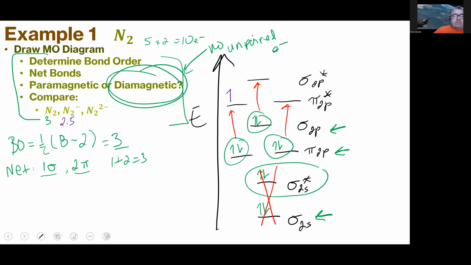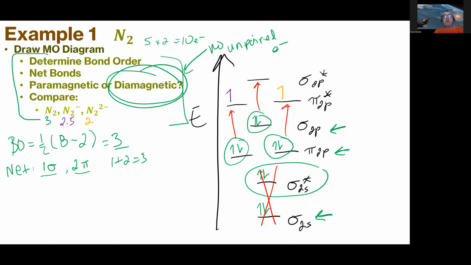N2 2 minus means we've added 2 electrons, so the next electron goes there. Okay. We added another anti-bonding electron, so that means this one goes down again by a half, so this is 2. Okay. Now the compare part could be whatever I ask you.